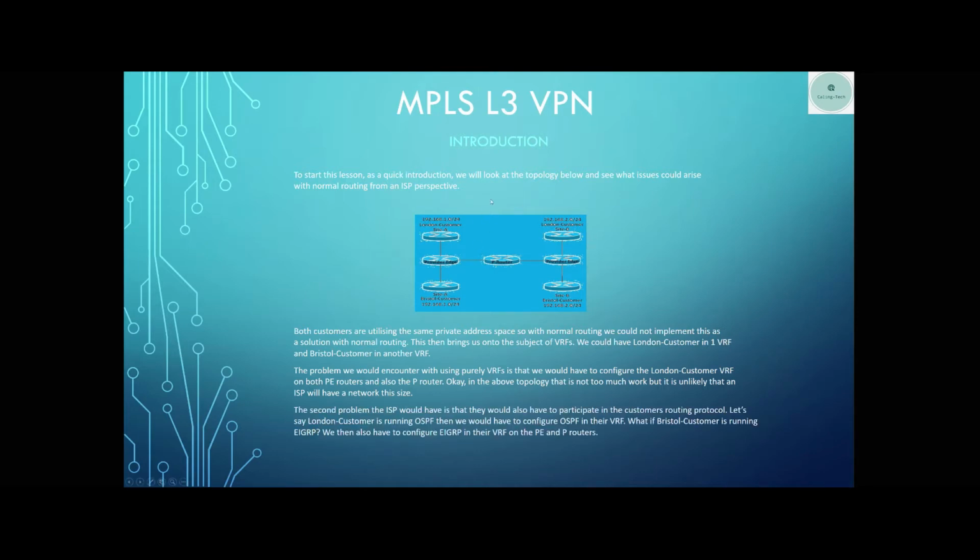Which brings us to a second problem though. What if London are using OSPF and Bristol are using EIGRP? We'd have to configure OSPF across the provider edge, P router, provider edge, and EIGRP across the provider edge, P router, provider edge. We can't really do that for every single customer. It's a lot of work, a lot of overhead, a lot of man hours, and not only that, you've got to think of the CPU and RAM that would be utilised for this within the ISP network, and it would make it pretty slow after a while once the customer base starts building.